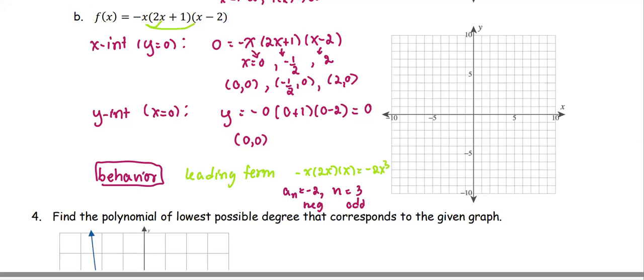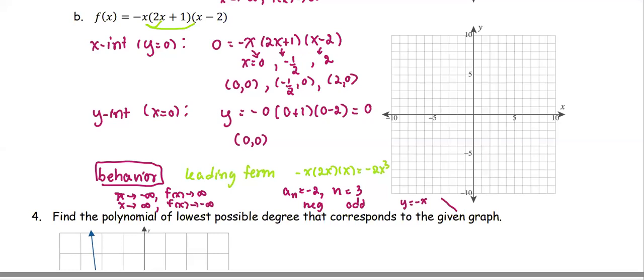If n is odd and a_n is negative, the behavior is similar to the graph of y equals negative x, which is a graph that's falling down. So we can say that as x approaches negative infinity, the function f of x approaches positive infinity. As x approaches positive infinity, or the right end, the function approaches negative infinity.